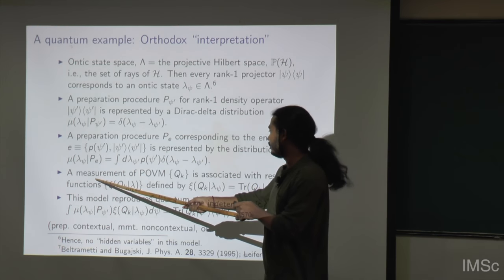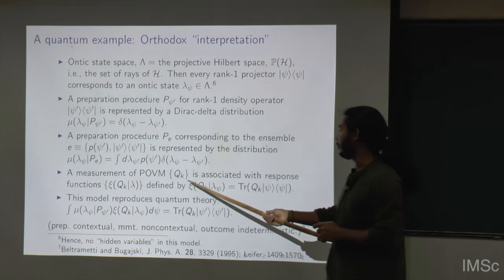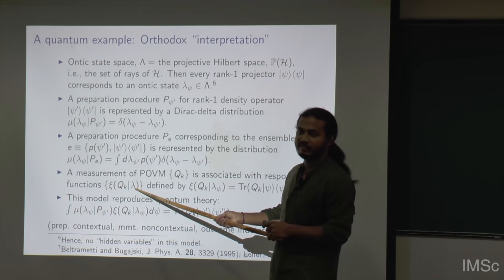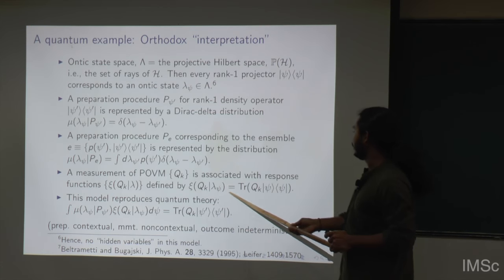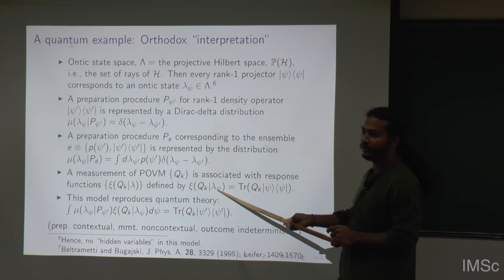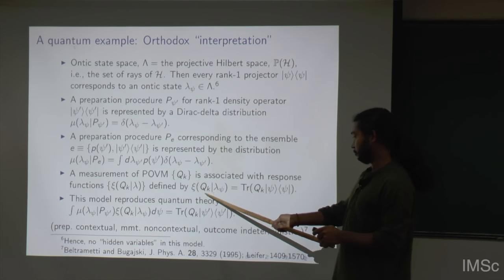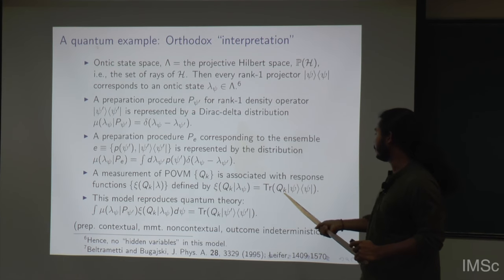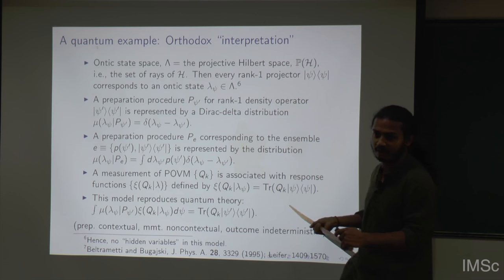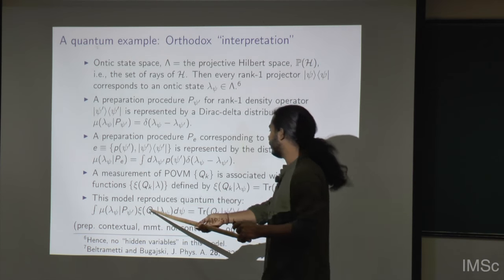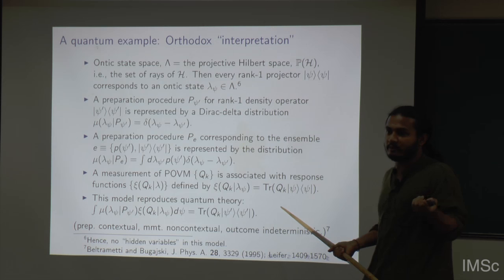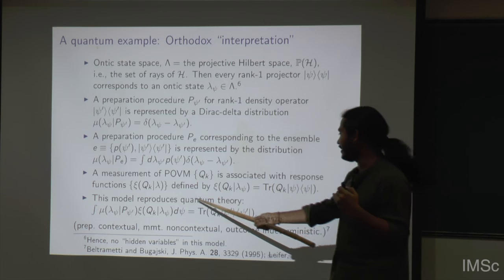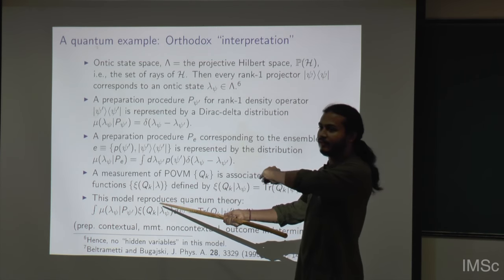And now a measurement of a POVM, on the other hand, is represented with response functions. So the outcome given the physical state is defined by just the Born rule. For every physical state, which we take to be the pure state, the probability of the outcome associated with operator QK is just given by the trace of QK. This is just the expectation value of QK with respect to psi, right? So this model reproduces quantum theory. It trivially reproduces quantum theory because in some sense it is quantum theory, right? There is a distinction, we are adding this additional layer of lambdas here.